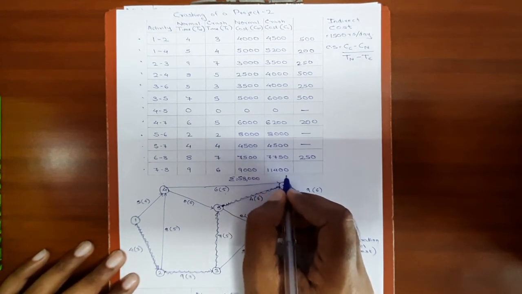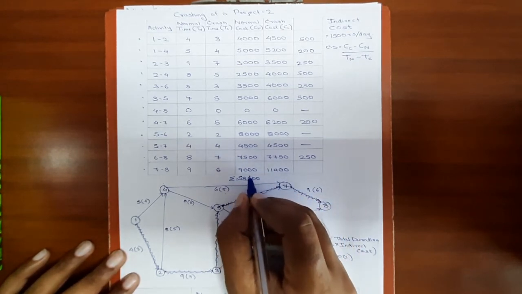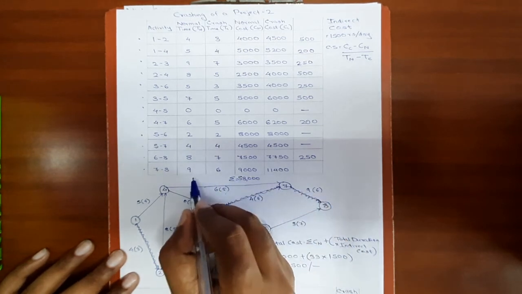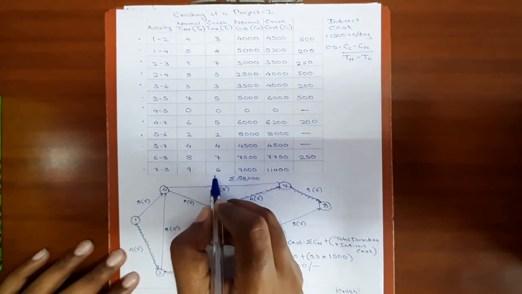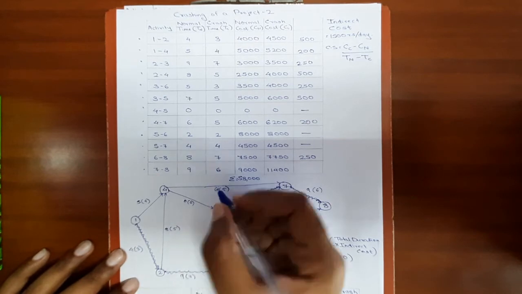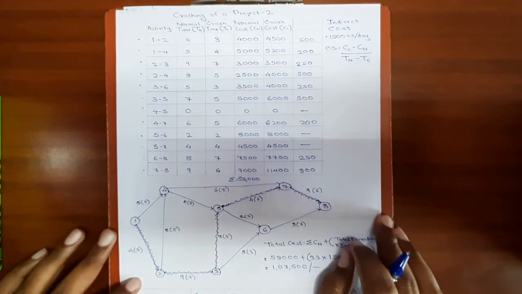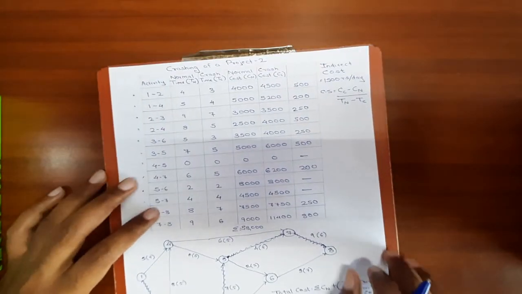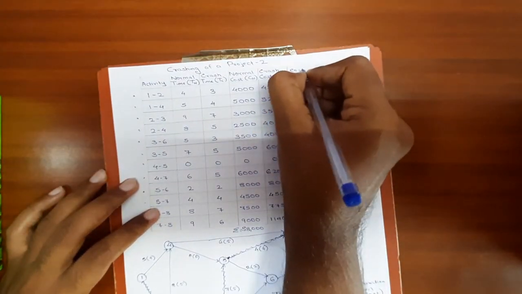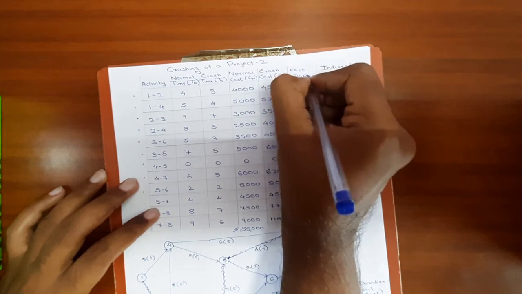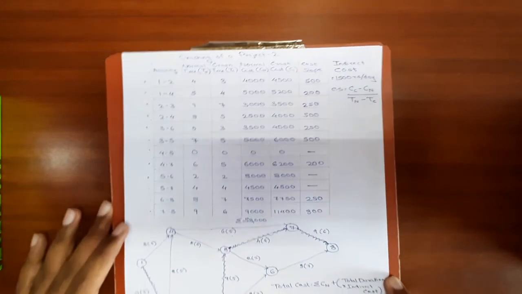11,400 minus 9,000 divided by 9 minus 6 is 3. 2,400 divided by 3 gives 800. So we have calculated the cost slope of all the activities. Now we can proceed with the crashing of the project.